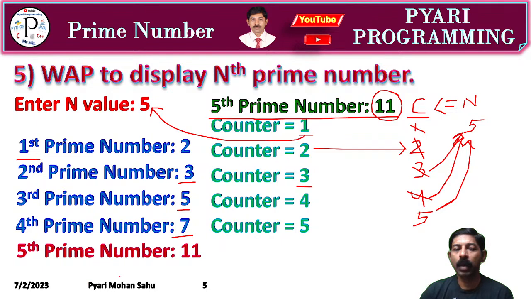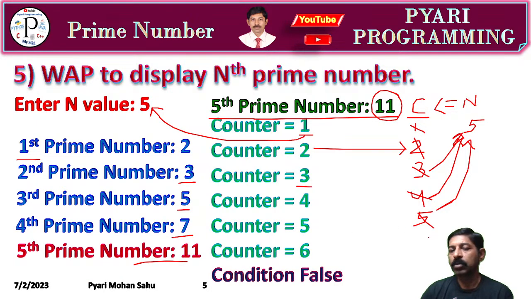Now I got the next prime number, which is 11. I will increase the counter by 1. It becomes your 6. After that, the condition is false. Though the condition is false, I will come out of the loop. And what is the value? We got the value as 11.